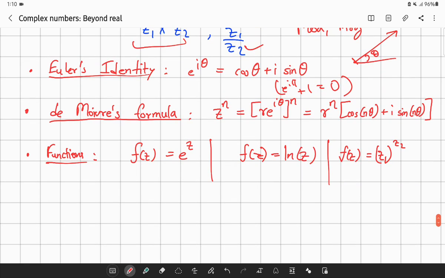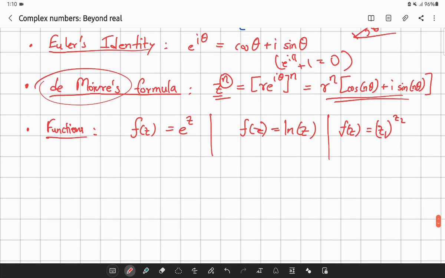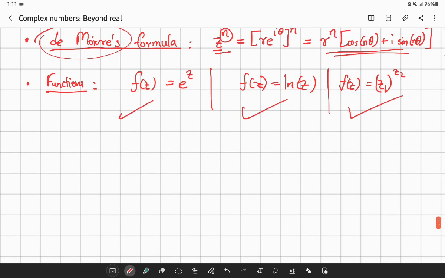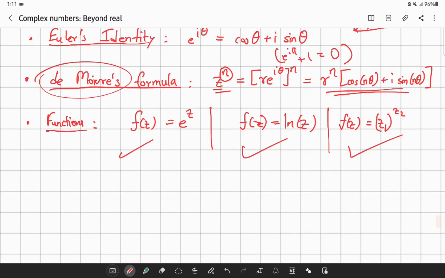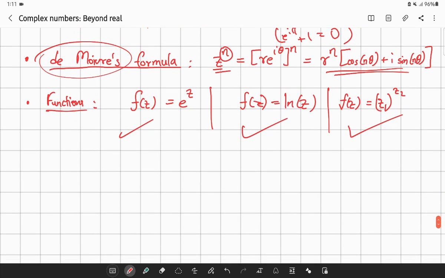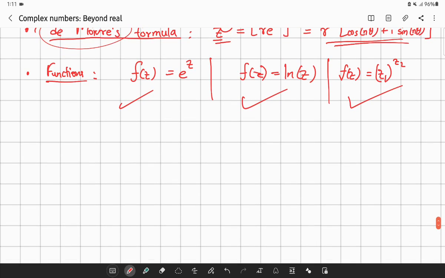And we've seen a super useful formula called de Moivre's formula, which gives you the integer powers of a complex number. This is a really compact relation, and it is going to help us a lot in our calculations with complex numbers. And finally, we've seen functions of complex numbers: the exponential, the natural logarithm, and the exponentiation of a complex number to another complex number. Today we're going to do applications of the things that we did last time, and with that we will have finished the chapter.